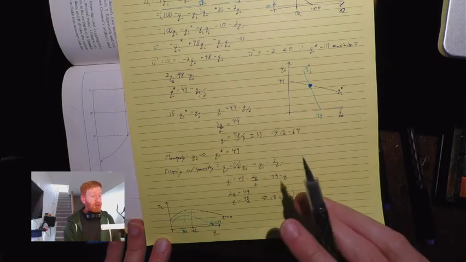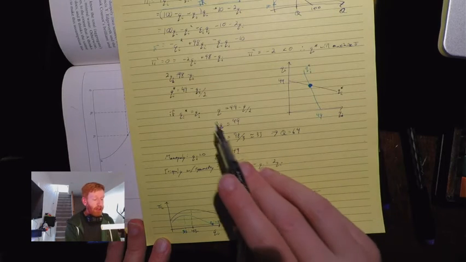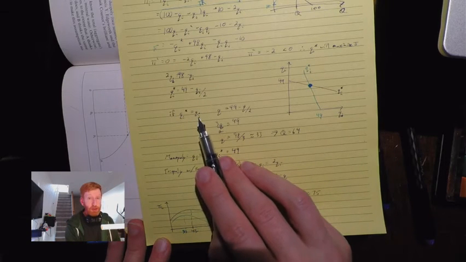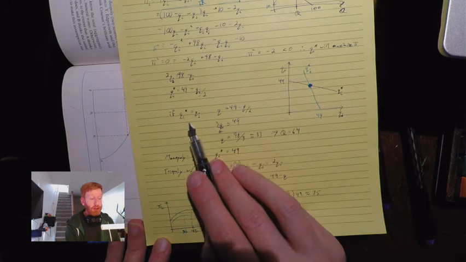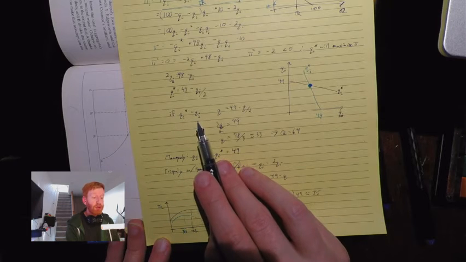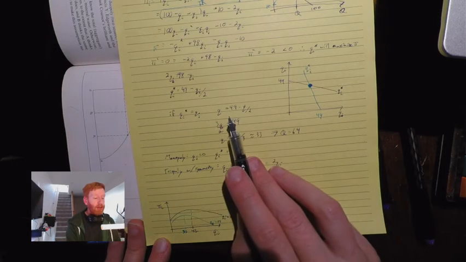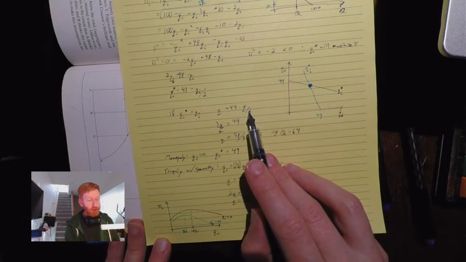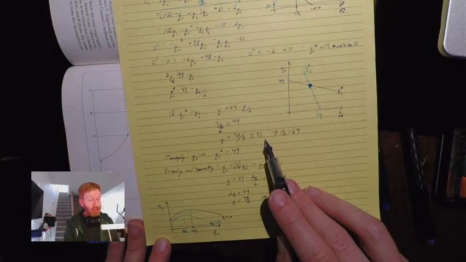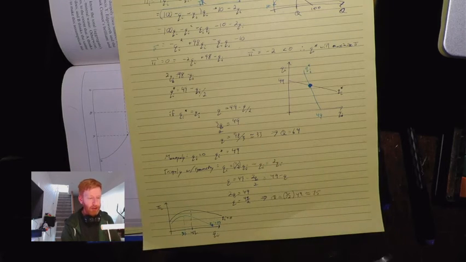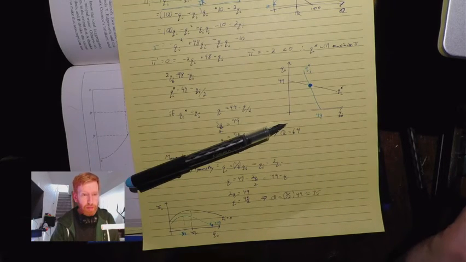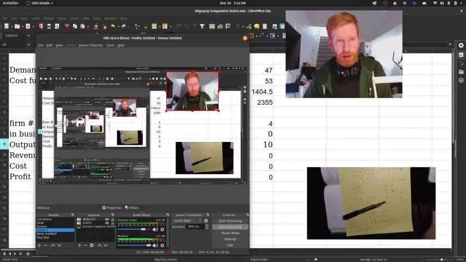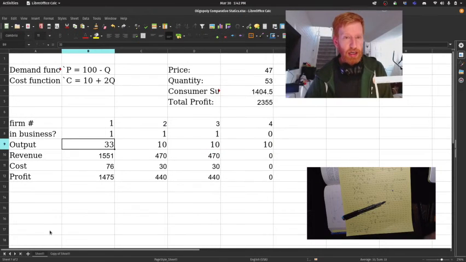So now we've got a solution for q, and if we assume that qi is equal to qj, this is our symmetric solution. We've got two firms, they produce the same amount. They're going to produce so that q is equal to 49 minus q over 2. We do some arithmetic and we get just about 33. So let's jump back to the computer and see how that shakes out.